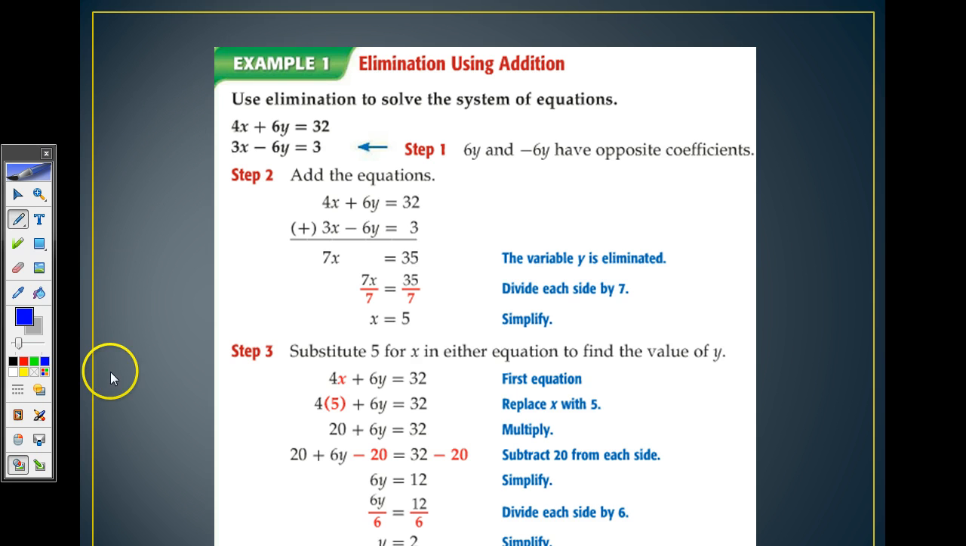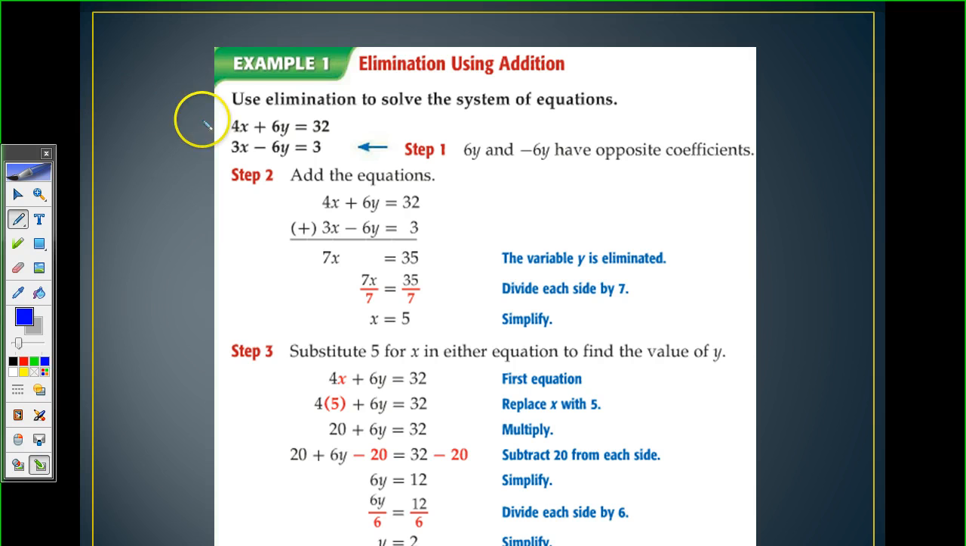Okay, so here we have: use elimination to solve the system of equations. You have 4x plus 6y equals 32, 3x minus 6y equals 3. So you see here that you have a positive 6y and a negative 6y. If you were to get rid of this, what would you do? You would add the positive 6y with the negative 6y to get rid of it. So that's our goal here.